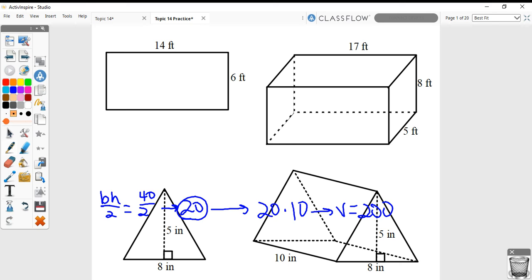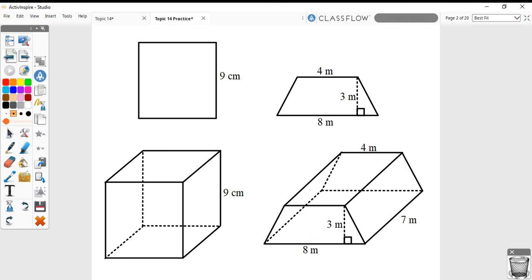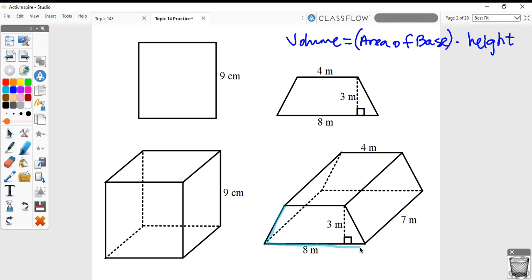I'm going to show you one more example. It looks kind of like it. This trapezoid right here. This is just like I was saying a minute ago. Find the area of the base. The volume equals the area of the base times the height of the prism. So first, on this problem right here, first find the area of this trapezoid and then multiply it times the height.